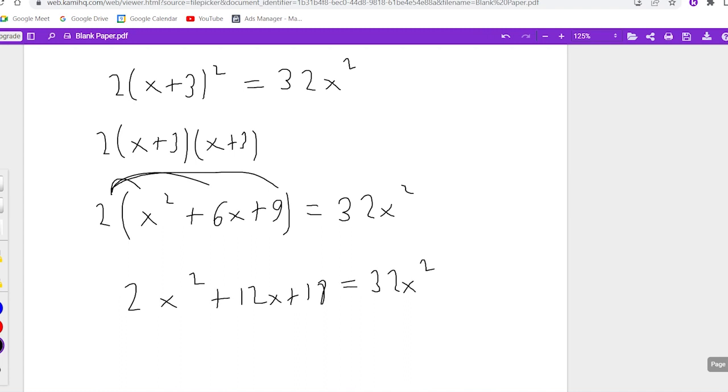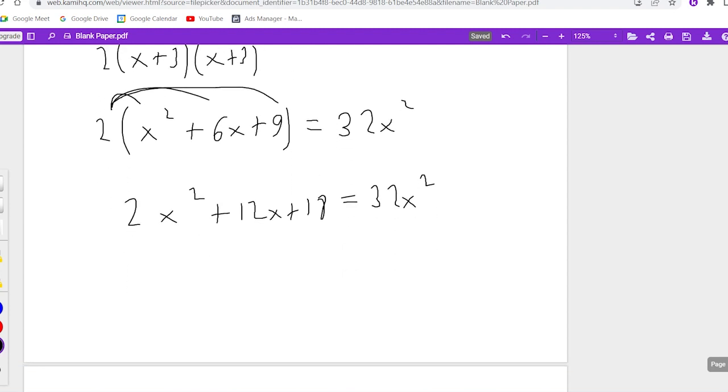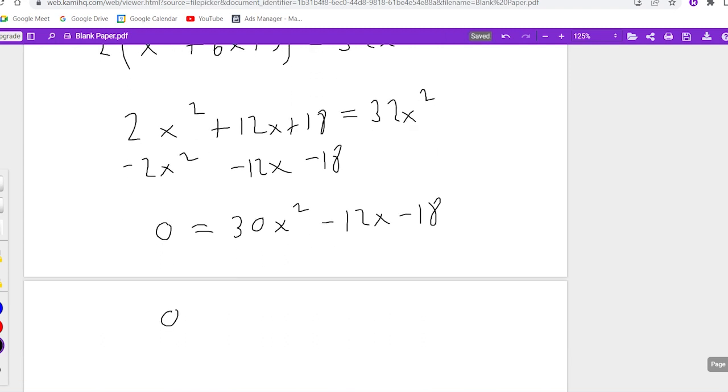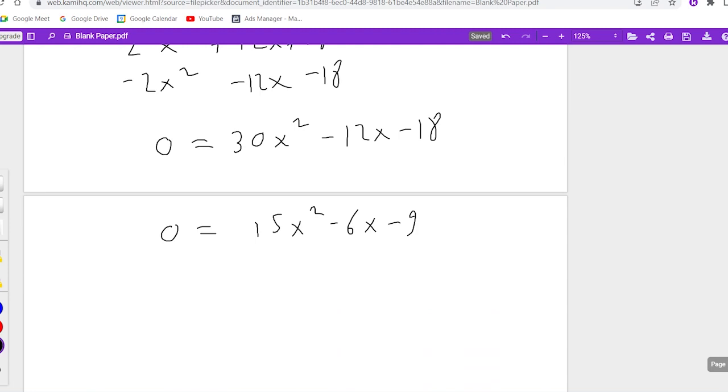This is not an easy one to solve, so I'm going to help us through this one. Chances are you would probably need Pythagorean theorem, but I'm going to subtract 2x squared, subtract 12x, and subtract 18 from both sides so that I get 0 equals 30x squared minus 12x minus 18. Everything here is divisible by 2, so 0 equals 15x squared minus 6x minus 9. I'm going to try factoring this because this does factor, although at this stage you might need to use quadratic formula, honestly, if you can't factor this.